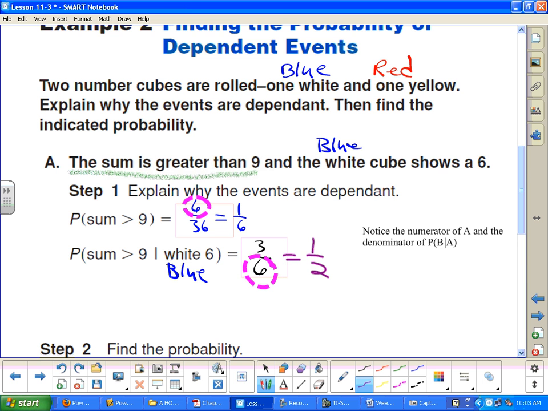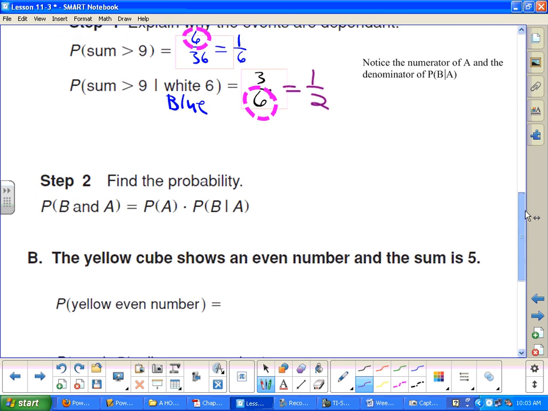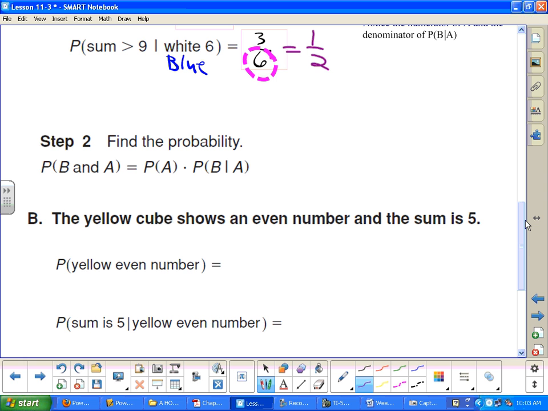So now, to find the probability, we're going to multiply them together. So we get 1/6 times 1/2, you get 1/12. Now, how many of you came up with 1/12 earlier already? Already figured out 1/12. Okay, Justin did.